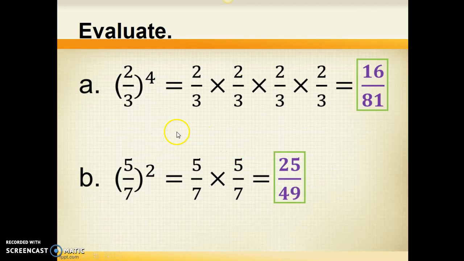Fractions. Here we're dealing with exponents and fractions. So once again, the exponent is going to tell us how many times we're going to multiply this fraction times itself. In this case, it would be 2/3 times 2/3 times 2/3 times 2/3 to give us a total of 16 over 81.